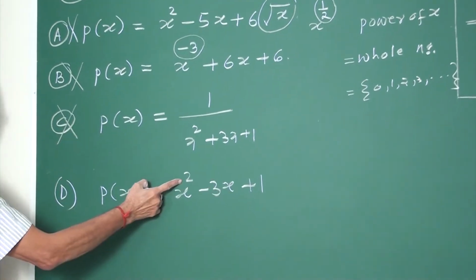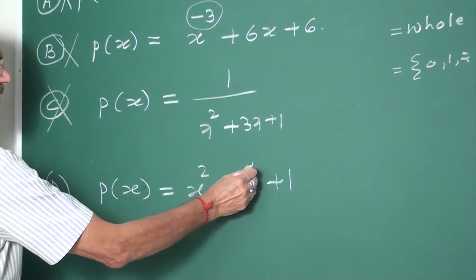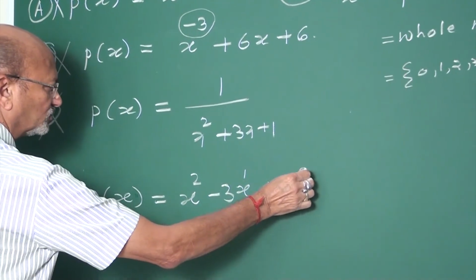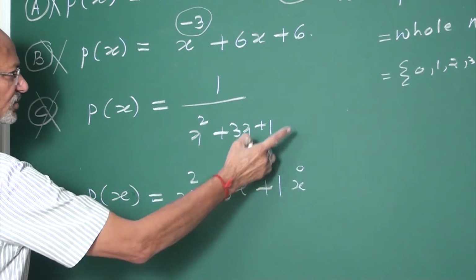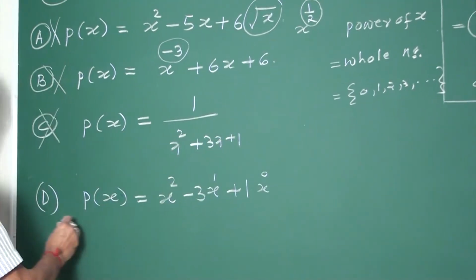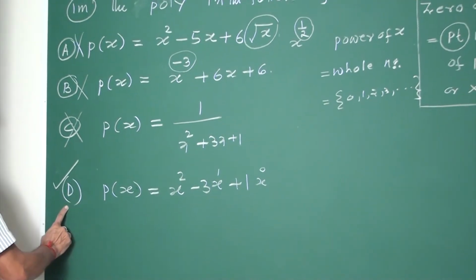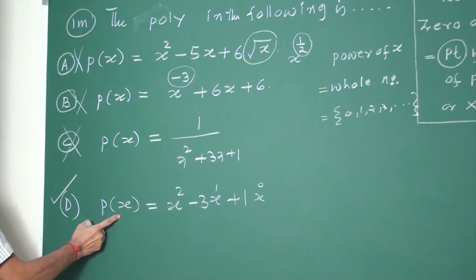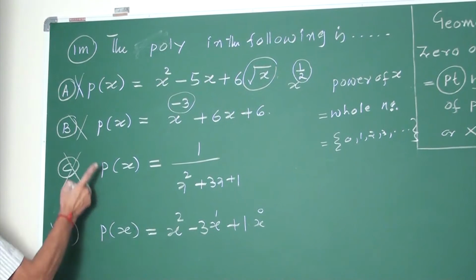What about this? Whole number 2, whole number 1, x to the power 0. They are there in your whole number set. So this D part is the polynomial the question wanted. It is a polynomial, my friends.